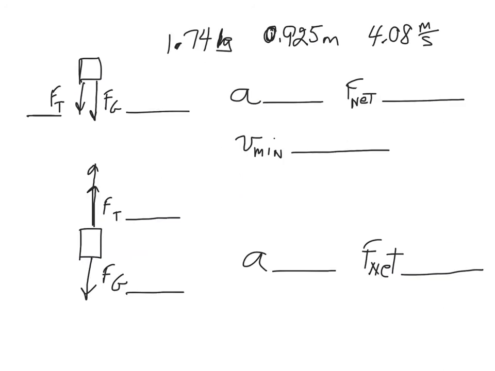Okay, here's the information. And let's do it for the top and the bottom. So that's the mass of the bucket, that's the radius of the circle, and that's the speed at which it's moving. So calculate all these values and find V min. At what velocity, what's the minimum velocity that will complete the circle and not fall?